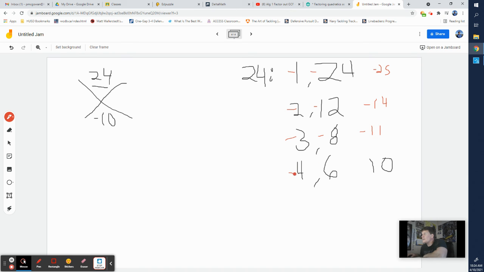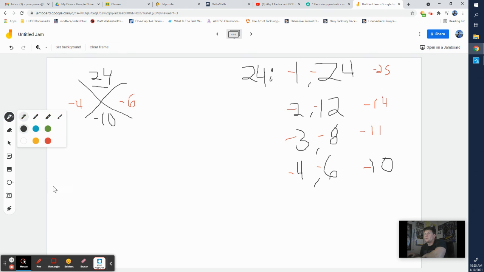I make this a negative 4. I make this a negative 6. I add those together. That makes negative 10. But it still multiplies to make positive 24 because negative times negative makes positive. So we've got our answer. Negative 4 times negative 6 gets me 24 and adds to make negative 10.